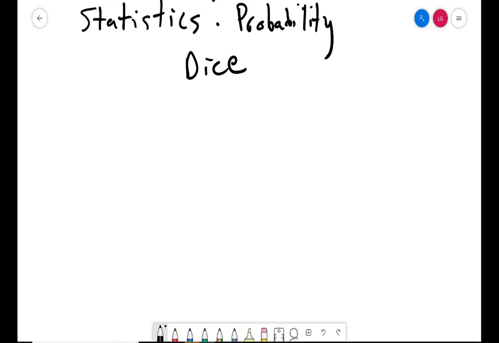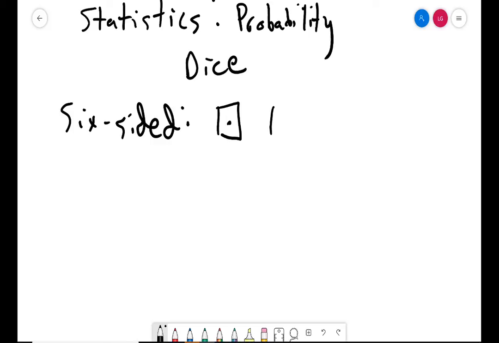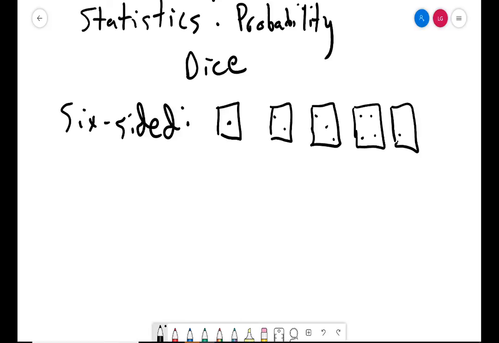And so what we're going to deal with at first here is six-sided. So you may be familiar, but you may not. It's a cube with 6 faces, as all cubes have. And each face has a certain number of dots on it, ranging from 1 to 6. Okay, so that's what they look like. You've probably rolled one at some point in your life, or multiple.